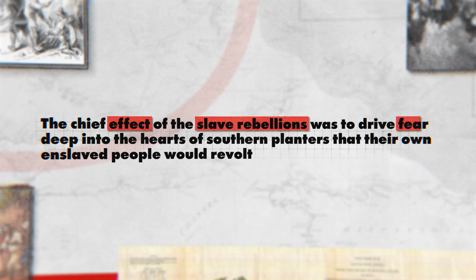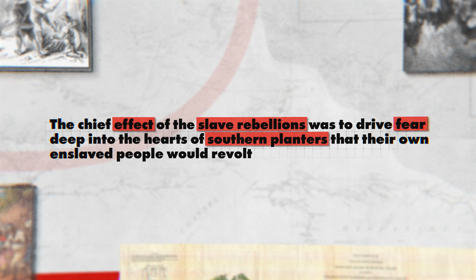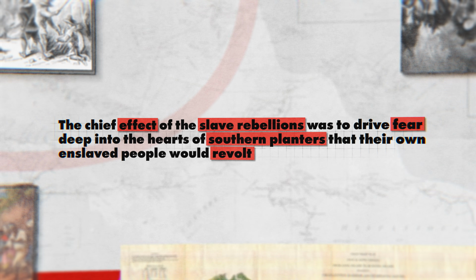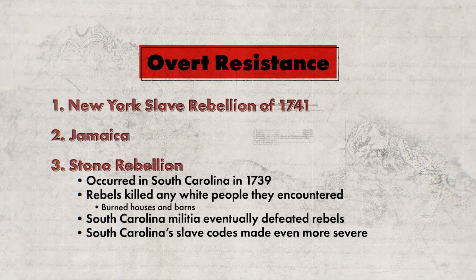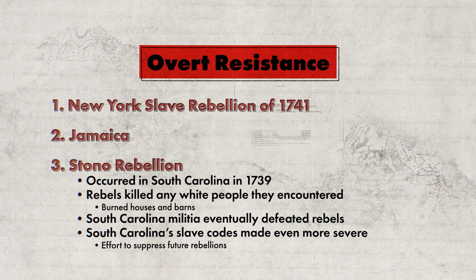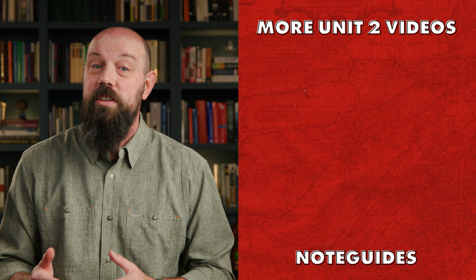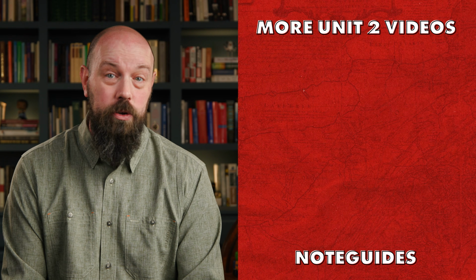But what's most important to remember about this rebellion and the numerous other rebellions that occurred around the same time is this. The chief effect of slave rebellions was to drive fear deep into the hearts of Southern planters that their own enslaved people would revolt. Therefore, South Carolina's slave codes were made even more severe in order to suppress any future rebellions. All of which is to say the institution of slavery became even more entrenched in the Southern colonies and even more brutal toward those who were made to endure it.